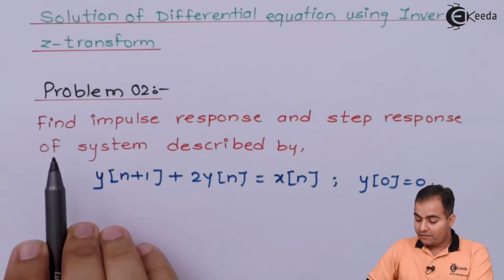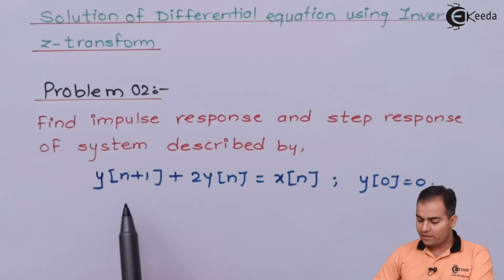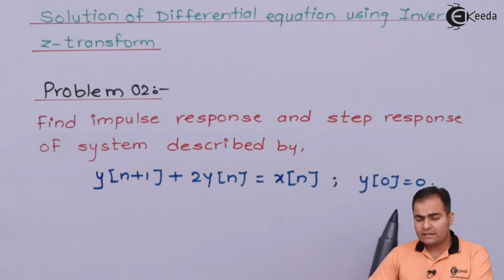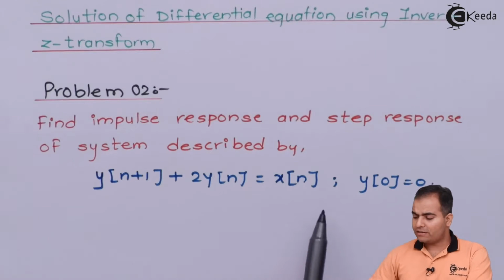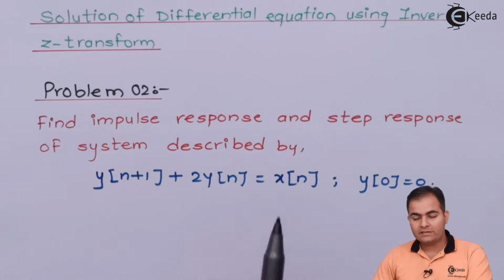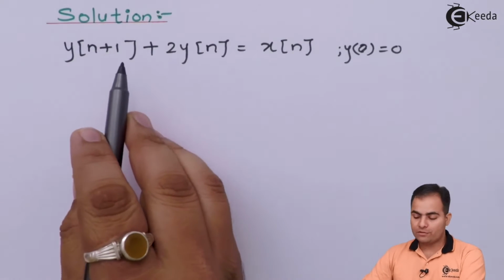Problem number 2. Find the impulse response and step response of the system which is described by the differential equation y of n plus 1 plus 2y of n equals x of n, and y of 0 equals 0 is given. Here the initial condition is given and the value is 0. So if we apply the one-sided time shifting property of Z transform over here, there is no use, because my initial condition is already given as 0. So we'll apply Z transform directly on this equation. My equation is y of n plus 1 plus 2y of n equals x of n.